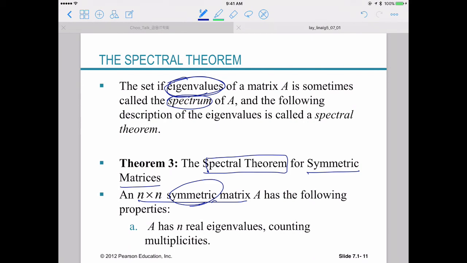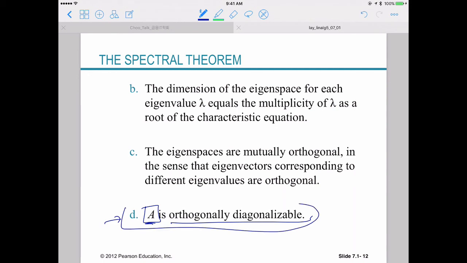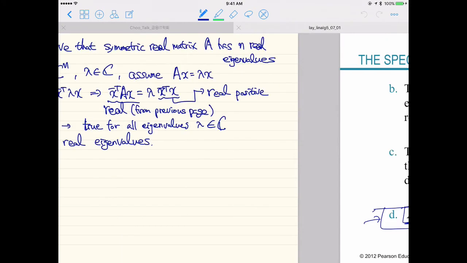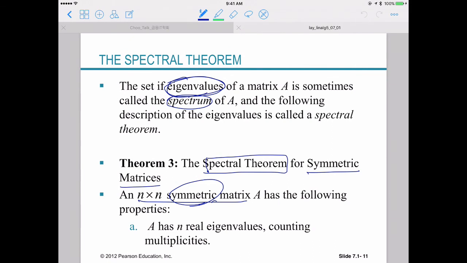The last one is the conclusion, and the first 3 are supporting theorems that allow us to reach this conclusion. From here, I'm going to prove maybe one of them, and the other will not be proved in this class. That's why I said we will not study the whole proof about it.